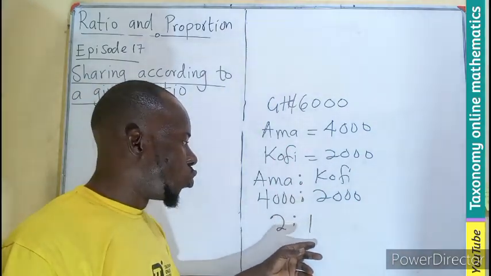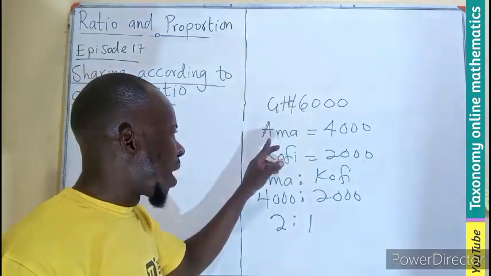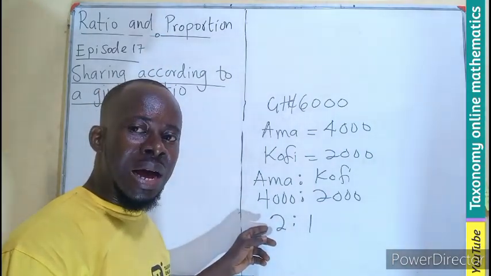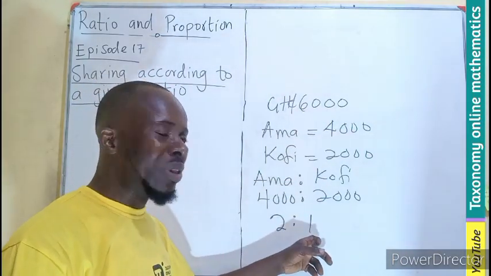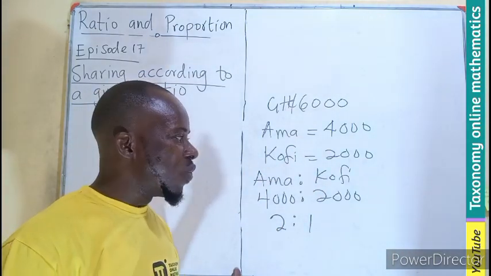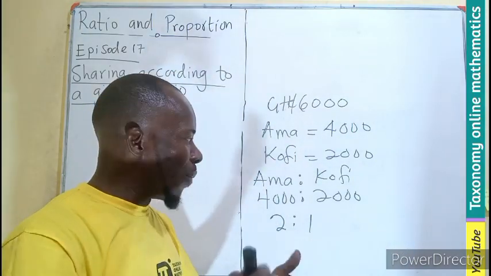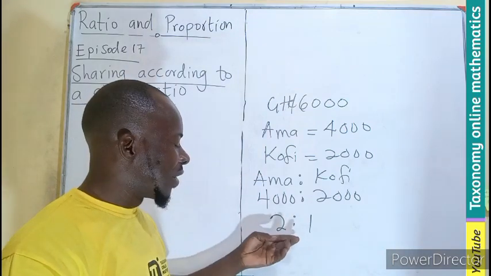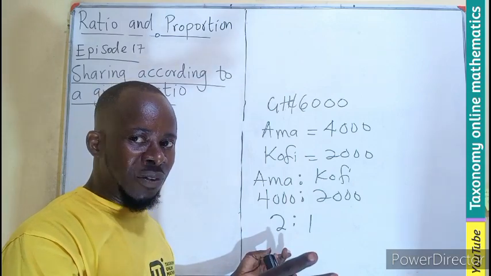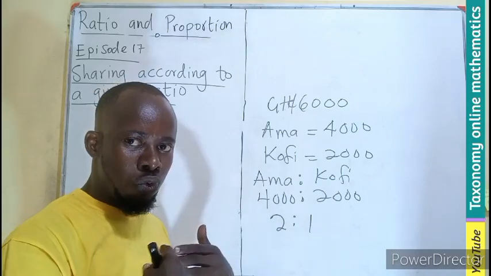Now, imagine you were given this money and told to share it among Ama and Kofi in this ratio. How will you know that Ama will be taking 4,000 and Kofi 2,000? What you can do is find out how many parts you are going to divide the money into. In this case, we are dividing the money into 3 parts, because it is 2 parts for Ama, 1 part for Kofi. So 3 parts. I take 2, you take 1.